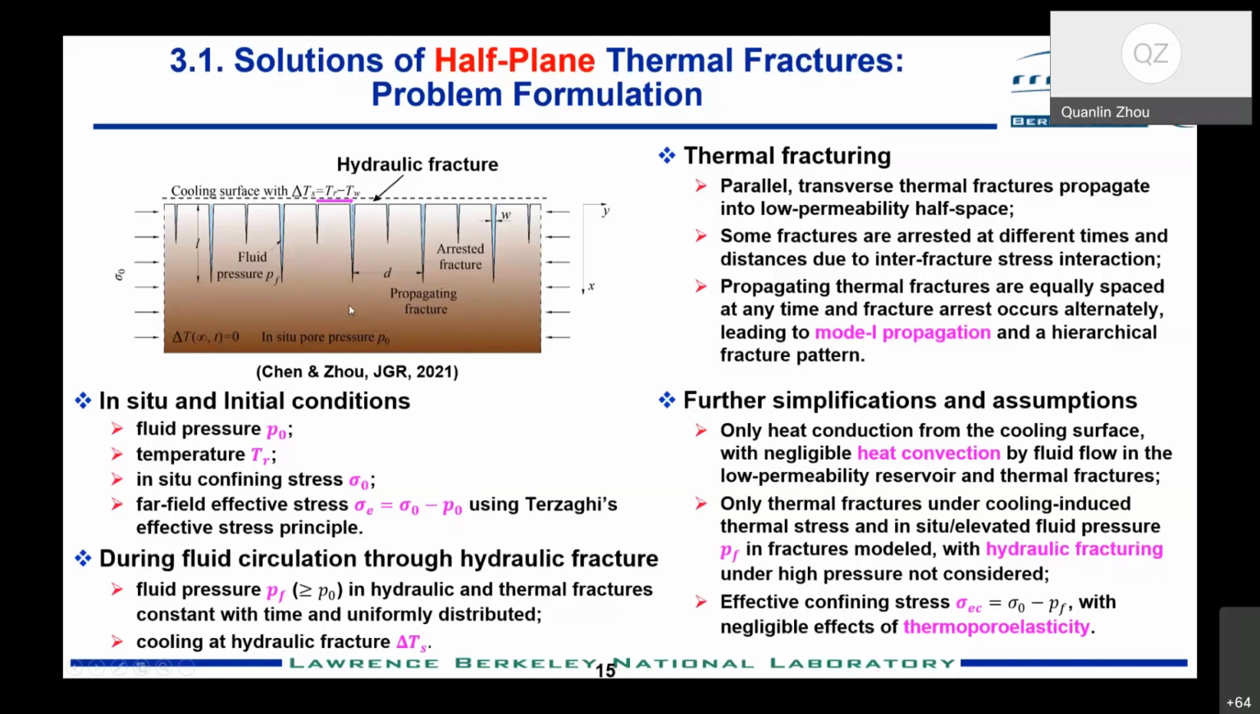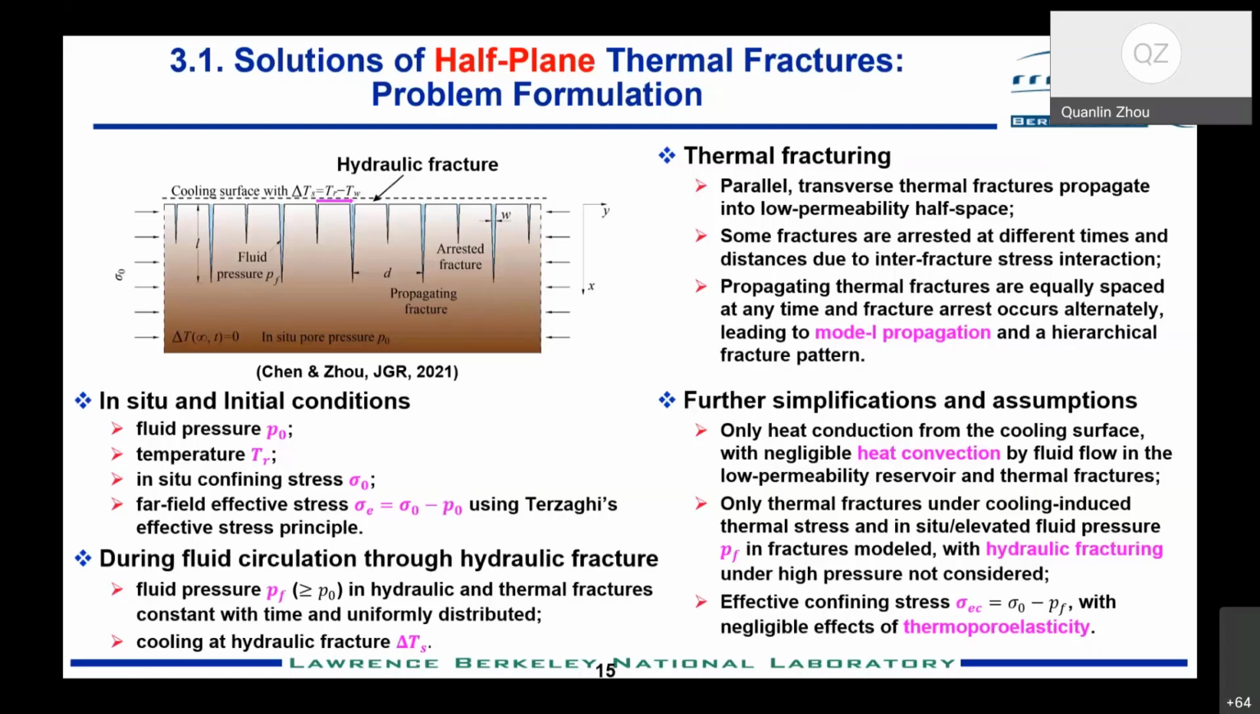Some fractures are arrested at different times and different distances due to inter-fracture stress interaction, leading to a hierarchical pattern of propagating and arrested fractures with dynamic spacing, that's spacing D, and the length, and then this is the fracture aperture profile. So the key question is how to efficiently simulate fracture propagation and arrest in order to predict the evolution of fracture length, dynamic spacing, aperture profile, and fracture pattern.